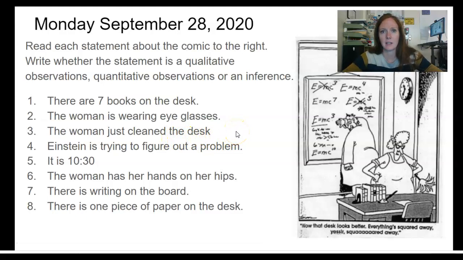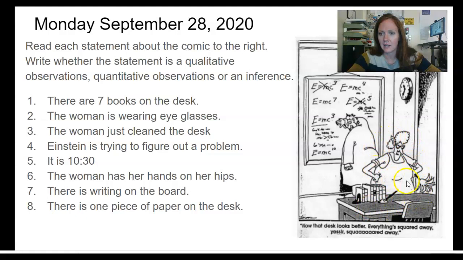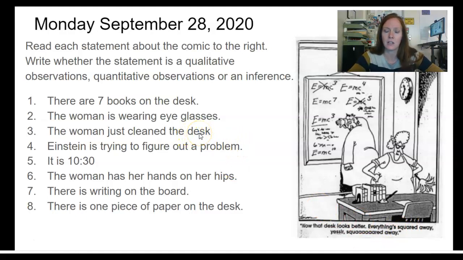An inference is a conclusion that you can draw based on evidence. It's not an opinion. It's not something you just came up with out of nowhere. It has to be based on specific qualitative and quantitative observations. And so here we can see that the desk is clean. She's looking at it. She has a little feather duster in her hand. She even says something like, now that looks better, everything's squared away. From that evidence, we could claim that she just cleaned the desk and have pretty good support for that claim.